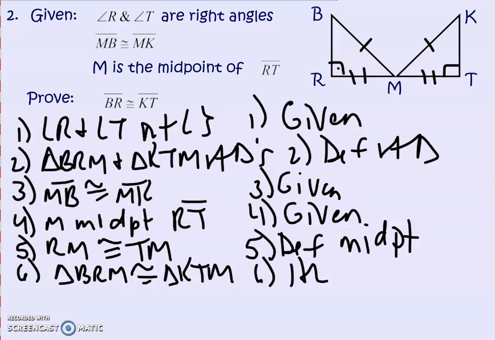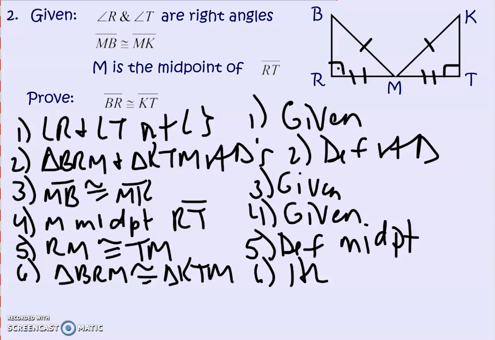Then you're also given that MB is congruent to MK, and that M is the midpoint of RT. So RM would be congruent to TM using the definition for a midpoint. And then your 2 triangles, make sure you match up your corresponding parts. Triangle BRM is congruent to triangle KTM using hypotenuse leg, because the hypotenuse is KM and BM, and you have a leg MT and MR.